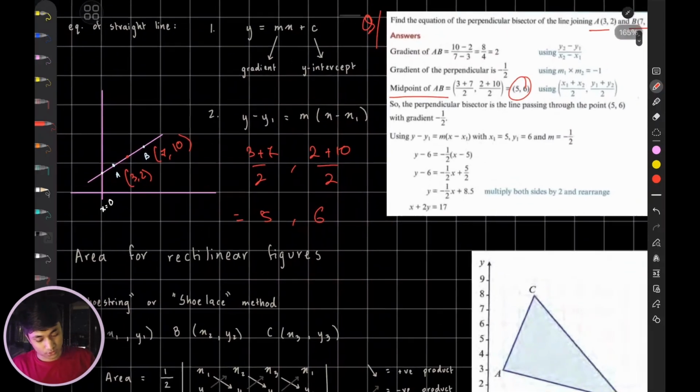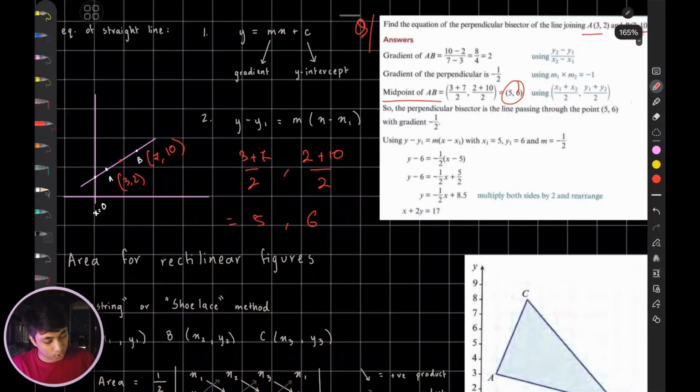Now, so you found out the midpoint, that is going to be 5 and 6. So, let's note that down. 5 and 6. Now, they're also asking you to find out the total equation of this line, right? What is the entire equation of this linear line? Fair enough. So how do we find it out?